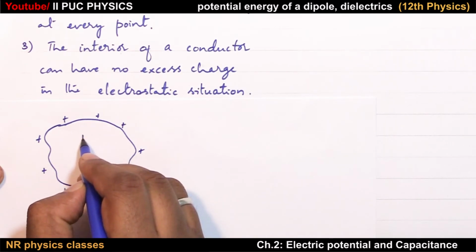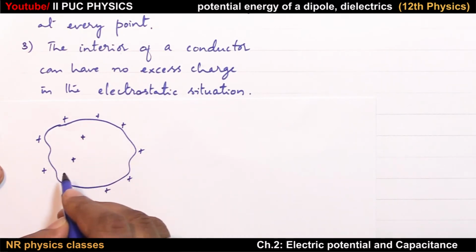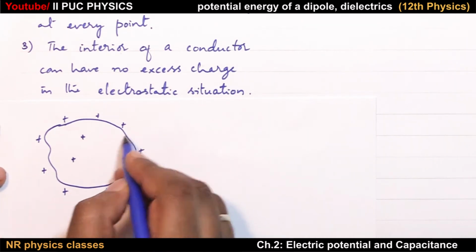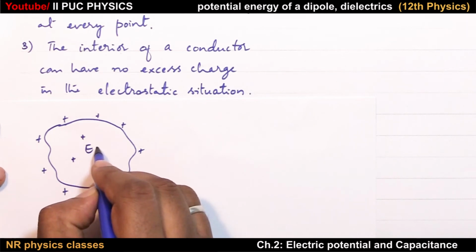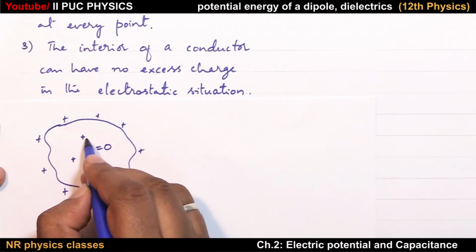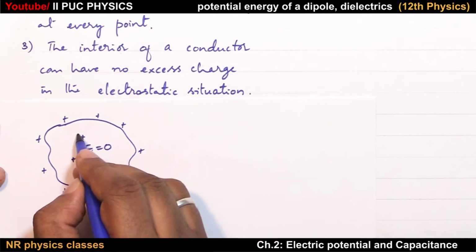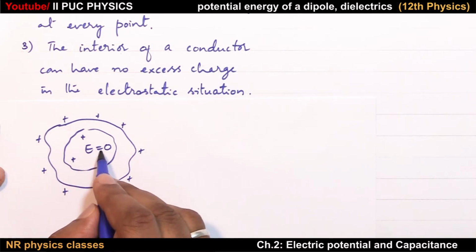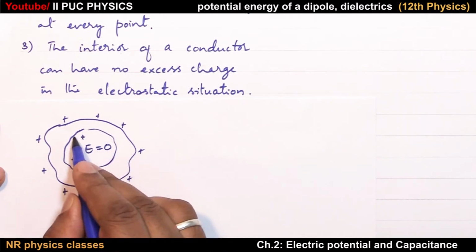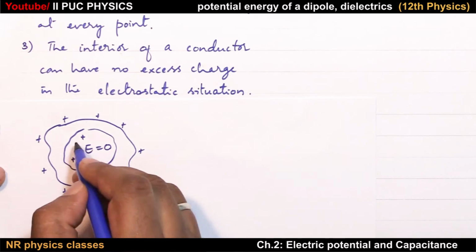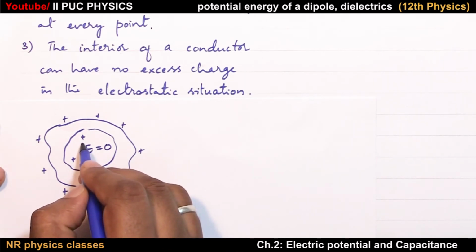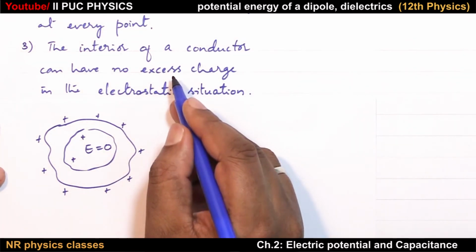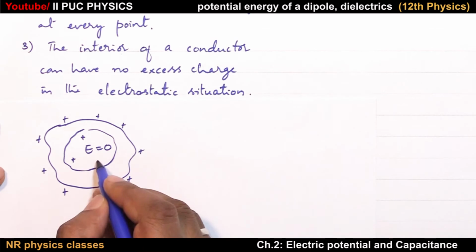If some charge is found inside the conductor, one of the applications of Gauss theorem says that electric field inside the conductor is 0. If electric field is 0, net charge enclosed by the Gaussian surface, some imaginary surface, should be 0. Since electric field is 0, charge within this Gaussian surface is 0, means there should not be any charge inside the conductor. So we can justify this statement using the application of Gauss theorem.